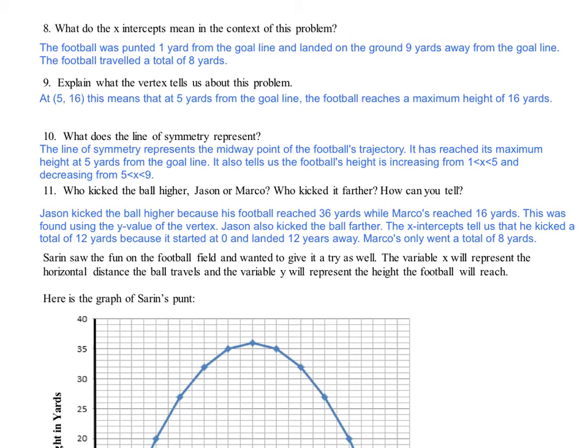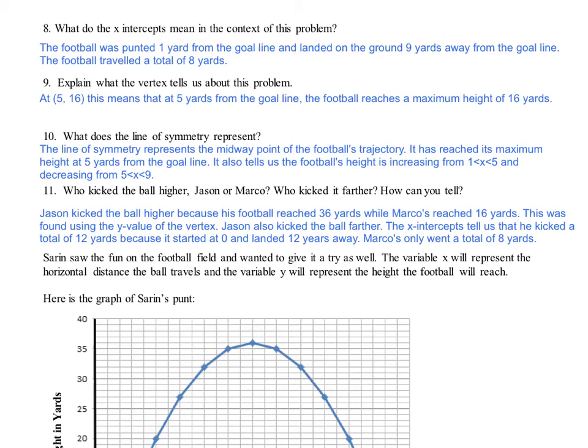So what do the x-intercepts mean? This is the same thing as the last type of question, so I'm going to go through this quickly. The football was punted 1 yard from the goal line and landed on the ground 9 yards away from the goal line, so the football traveled a total of 8 yards. At (5, 16), which is where the vertex is, this means that at 5 yards from the goal line, the football reaches a maximum height of 16 yards.